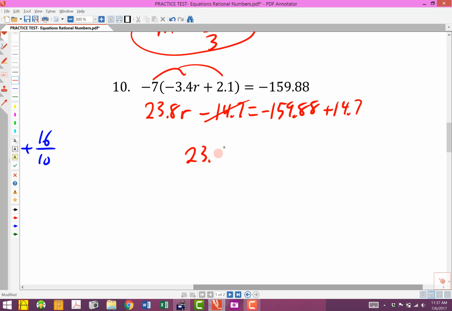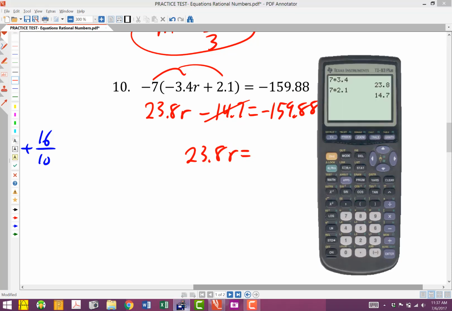So we have 23.8r, and then over on this side, let's see what we've got here.